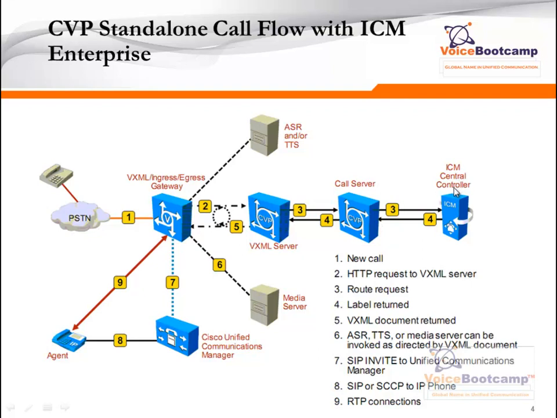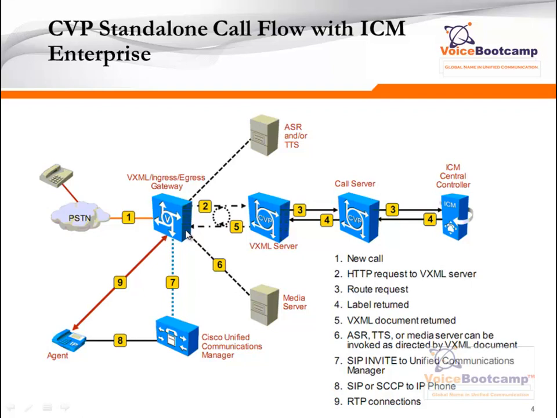Once the ICM controller receives the request, it will execute a script, and at some point, using the send to VRU component of the ICM, a label will be returned back to the call server. In this case, the label is usually the extension of the agent. So a label is returned back to the call server IVR process. The call server will then send a request back to the VXML server. The VXML server will process it and then send a VXML document back to the ingress gateway.